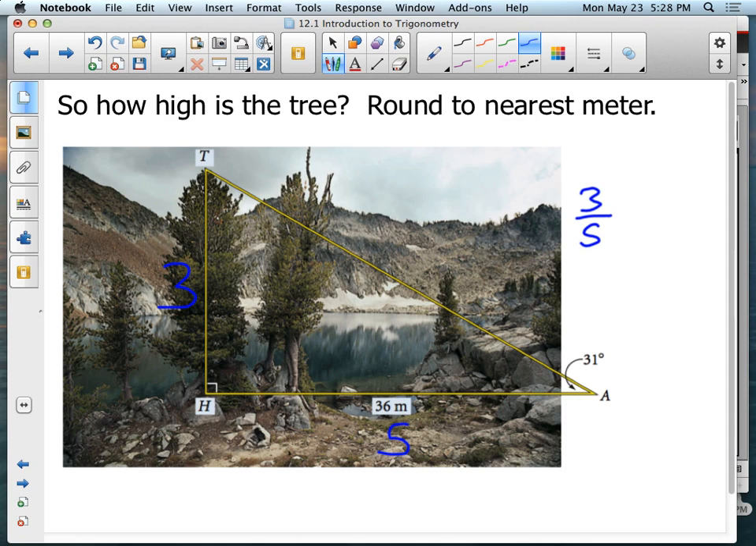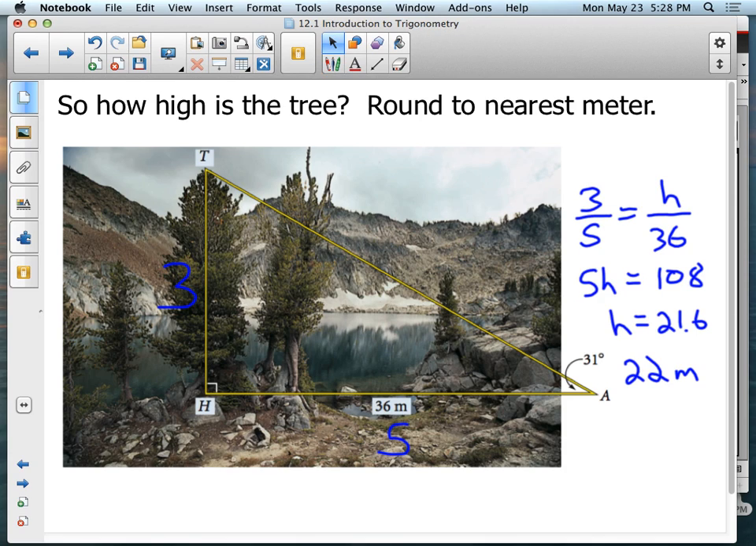So we know the shorter leg to longer leg is 3 to 5. And that's going to be the height of the tree to 36. So if we do some cross multiplying, we get 5h equals 108. And h is about 21.6. So did you get 22 meters high? So this idea about trigonometry allows us to do some indirect measurement.